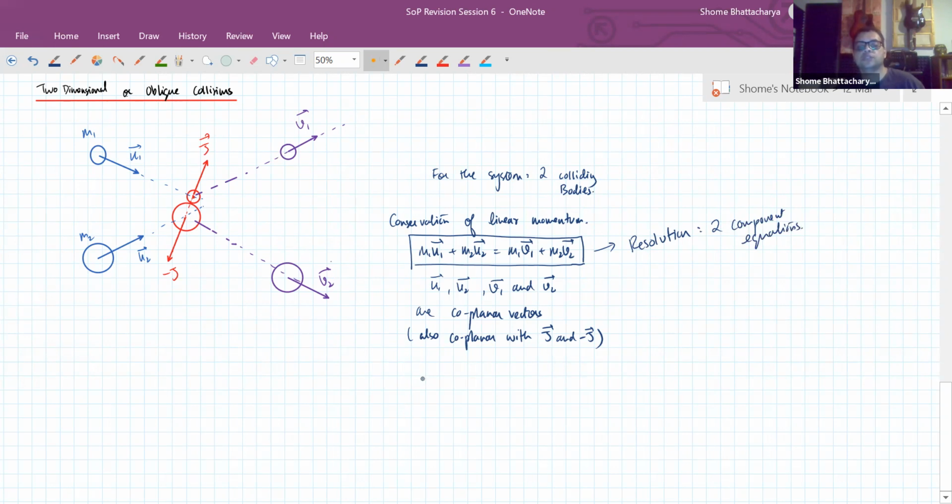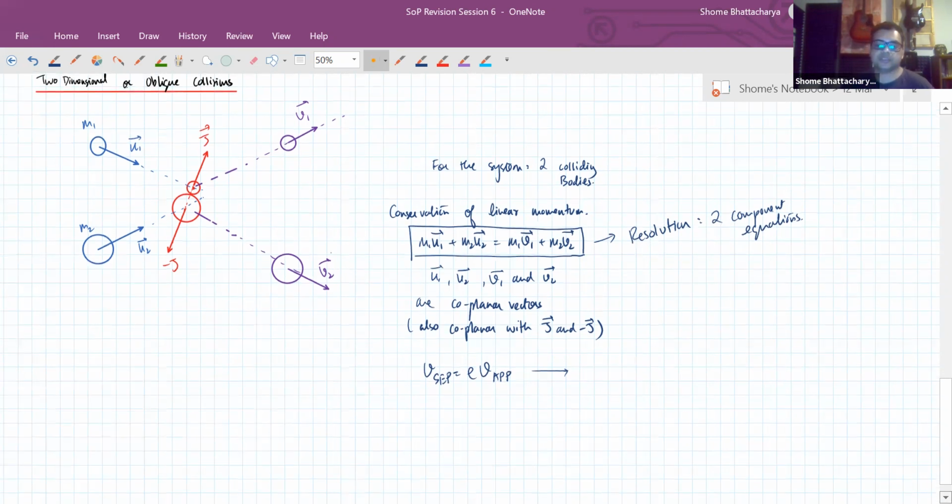And then of course we'll use the condition that separation velocity is equal to E times approach velocity. So that will give me one more equation. Okay. And using all this, we solve the given situation. So let's look at an example to understand how this works out.